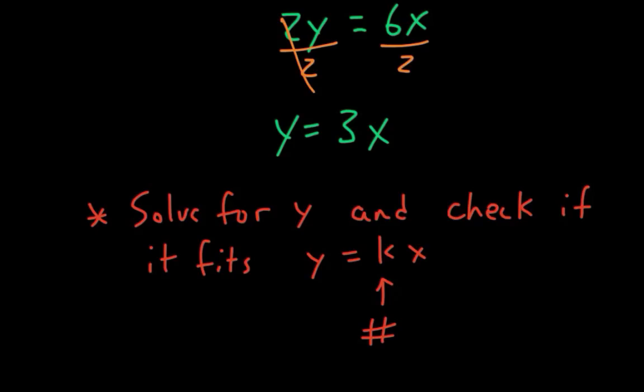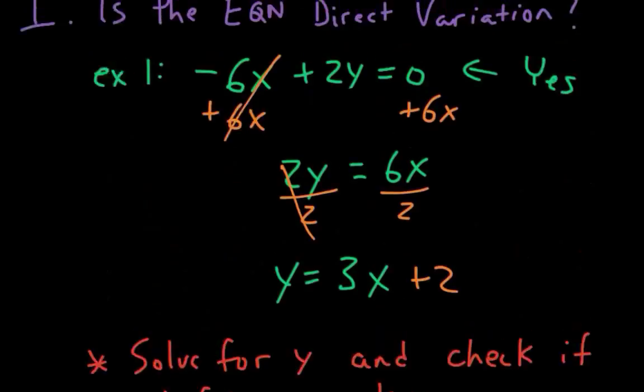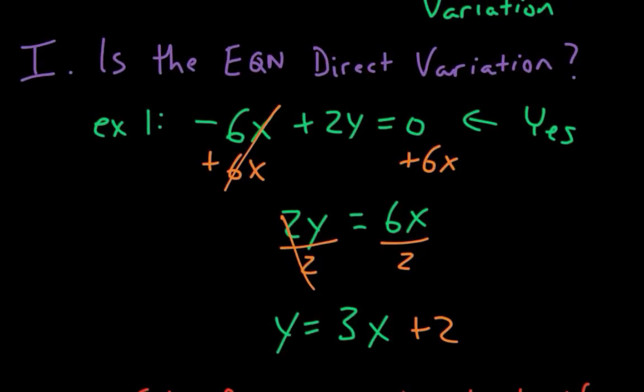Any questions on that section? So if instead this had been like a 3x plus 2, then it wouldn't work. The real key here is that this number here started out as a 0. If we had a 2 there, then it wouldn't have worked.